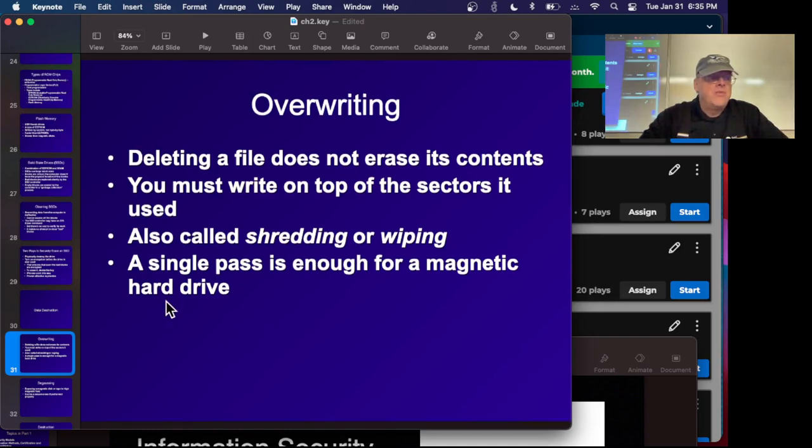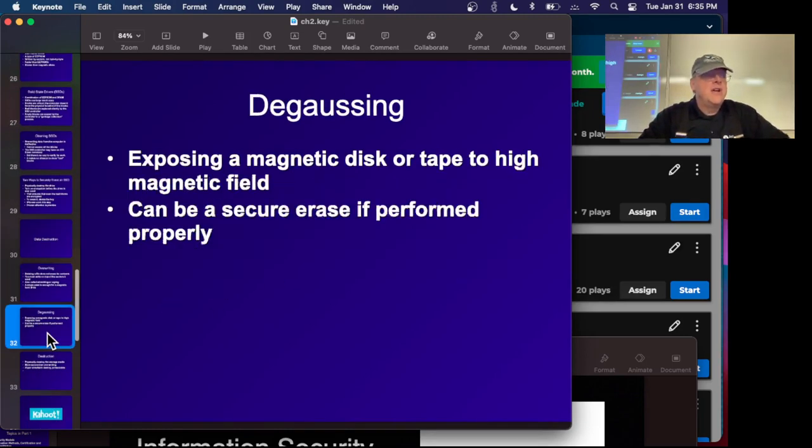All you need is one pass writing on it, but you do need to write on every sector. Another thing you can do is try to mechanically use a magnetic field directly to just randomize the magnetic particles on the disk. And this in principle can be good, but again, it's hard for you to be sure it worked.